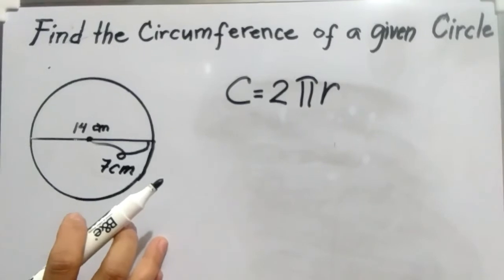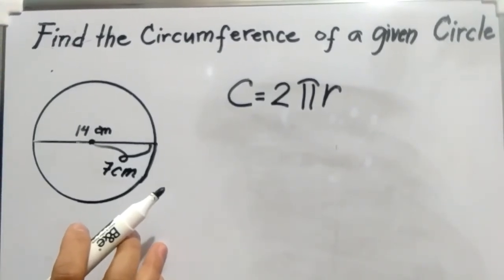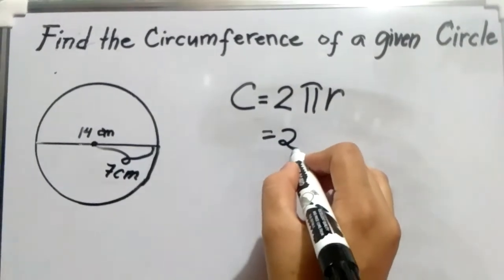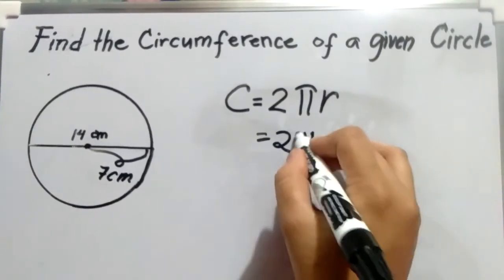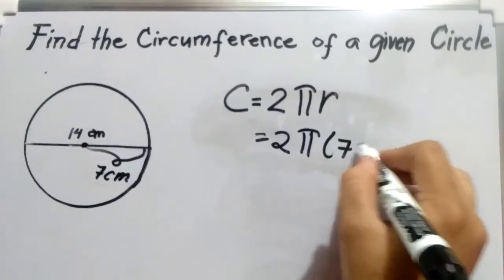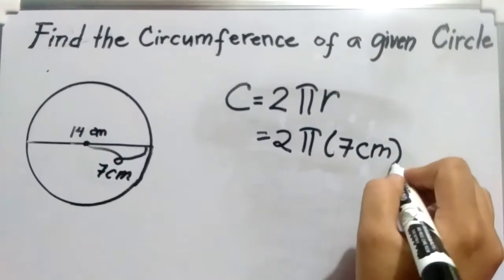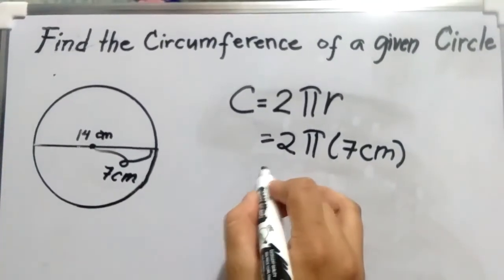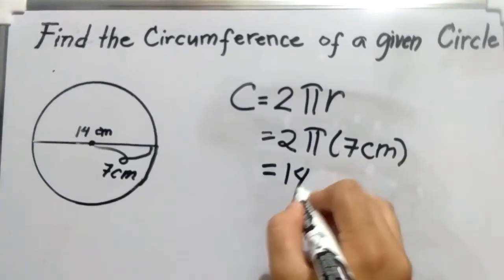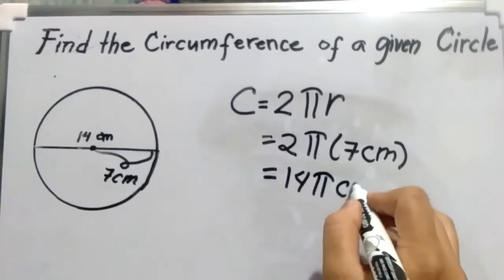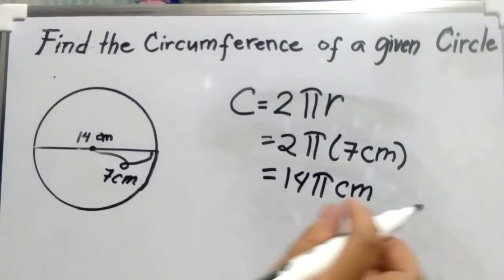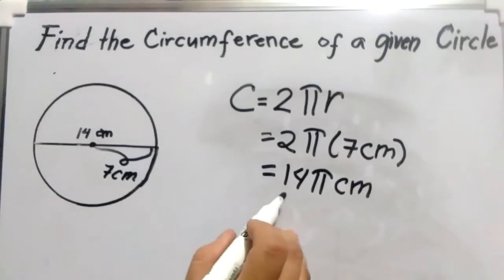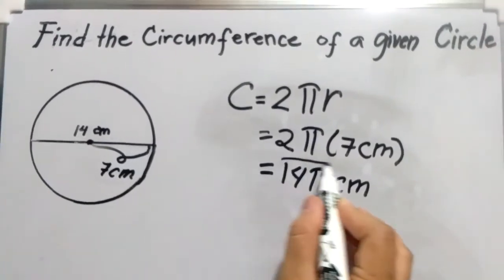Now find the circumference. We plug 7 centimeters in for the radius in our formula. So 2 pi times 7 centimeters, which simplifies to 14 pi centimeters. So one way to write the circumference of the circle shown is 14 pi centimeters.